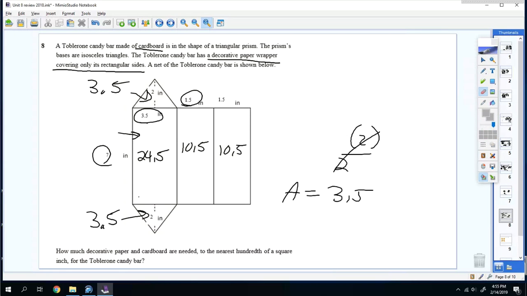So now we're going to find the area. Hunley and Joseph Marshall. Mackenzie Hunley and Joseph Marshall. You're being signed out. So now we're going to find the area of the decorative paper.